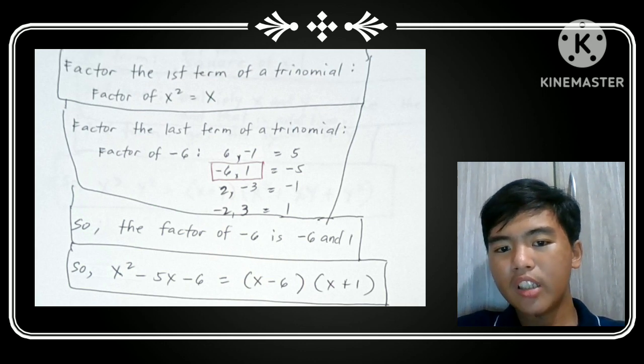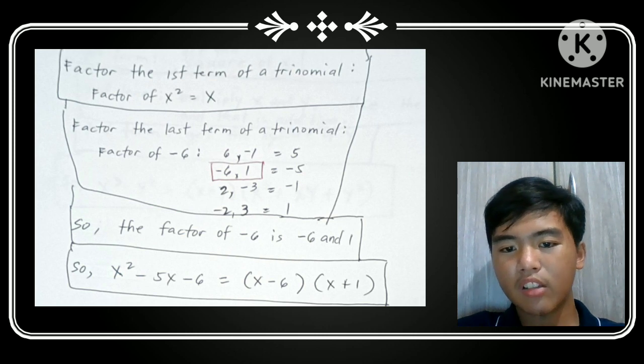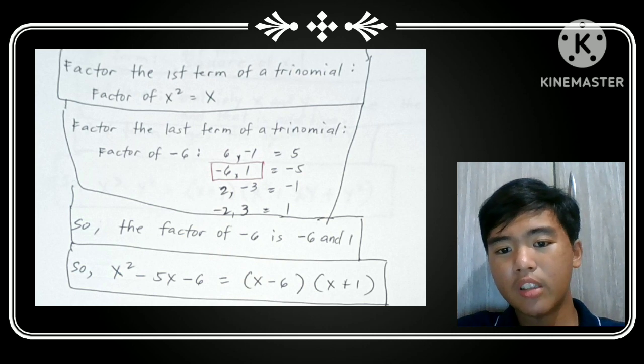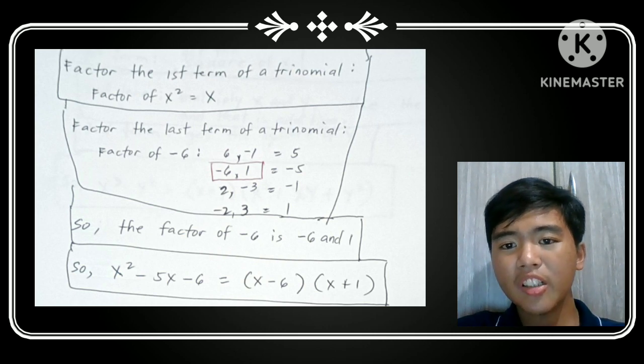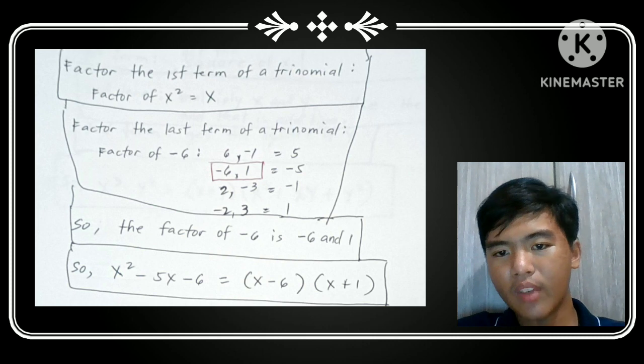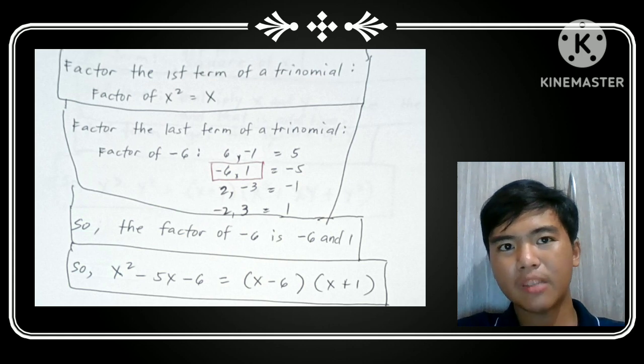What you will do is you just add each pair of factors, and if the resulting sum is the same as the coefficient of the middle term, then those are the factors that you will use. As you can see, the middle term is negative 5, and so the factors that we will use are negative 6 and positive 1 to be placed in the parentheses. And so, the answer of this factoring of general trinomials is x minus 6 times x plus 1.